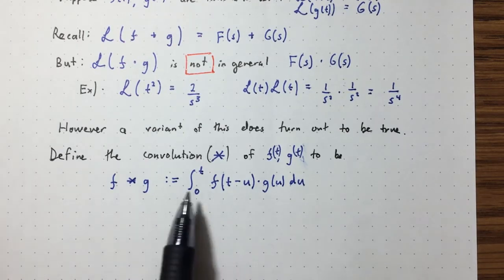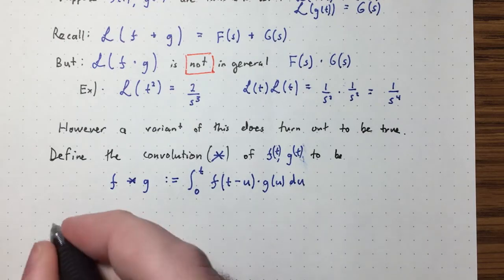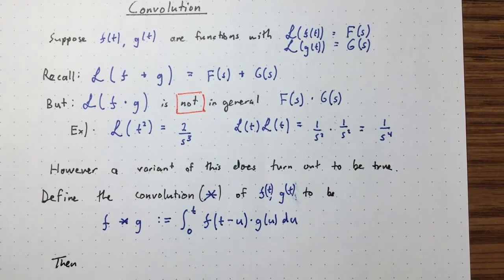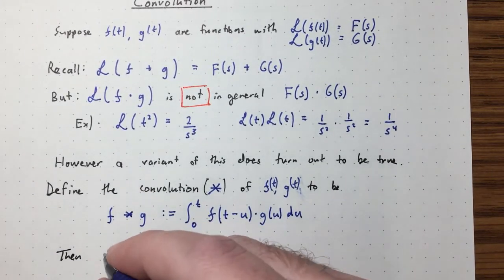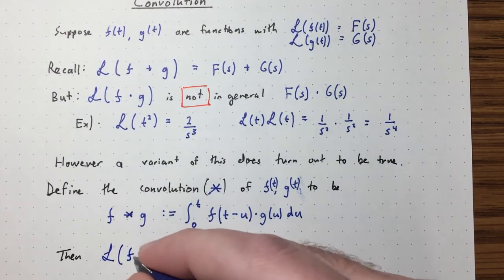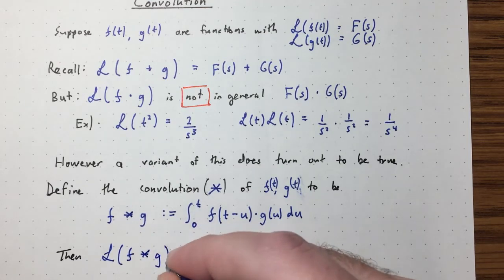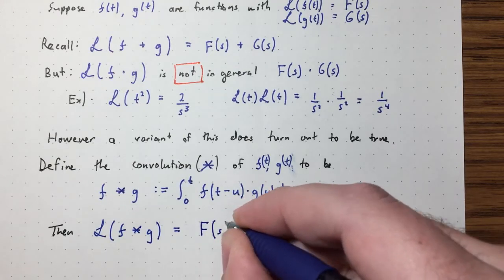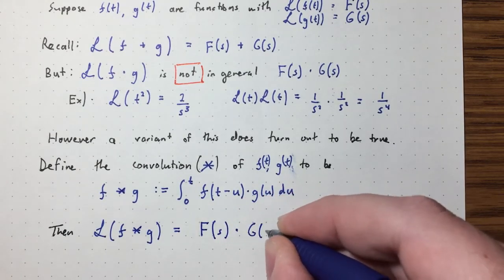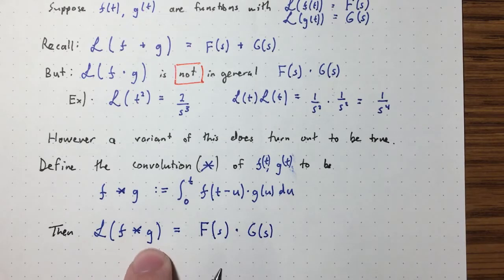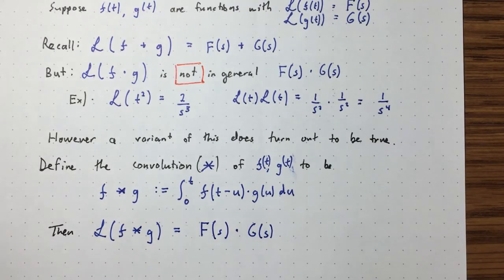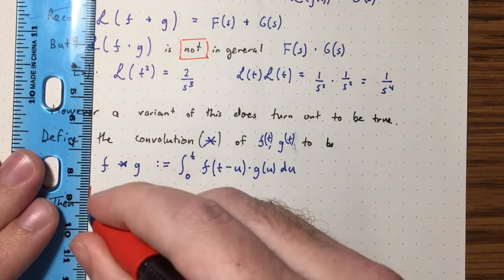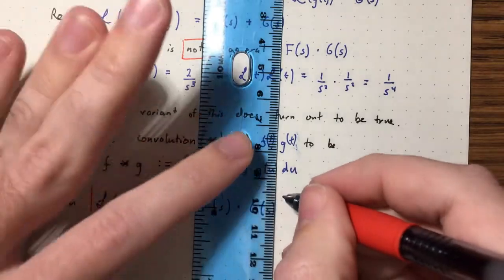And so the most important property of convolution is that it gives us a variant of this statement that does turn out to be true. It turns out that the Laplace transform of the convolution of two functions, f and g, is equal to the product, this is an actual product on this side, of their Laplace transforms. Okay? So I'll box this because this is really the key property of convolution that we're going to use.